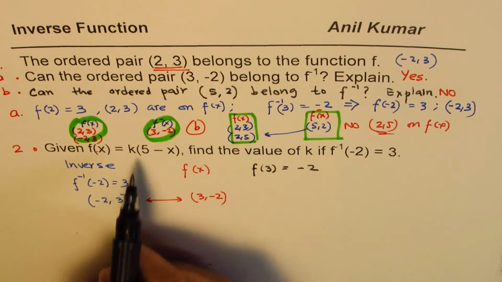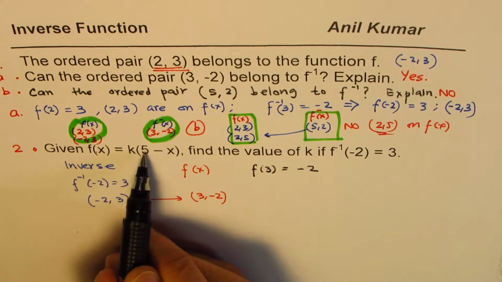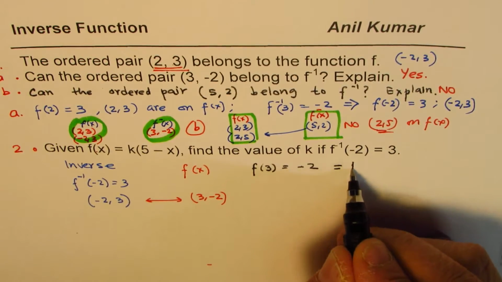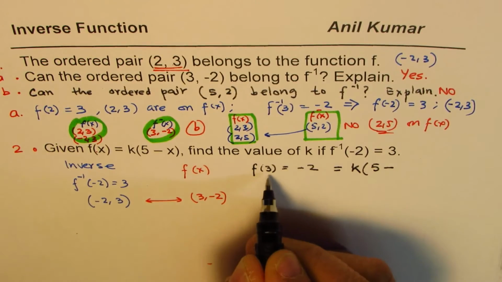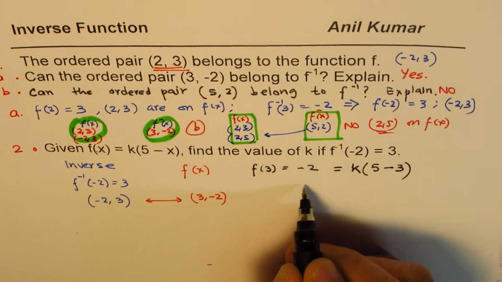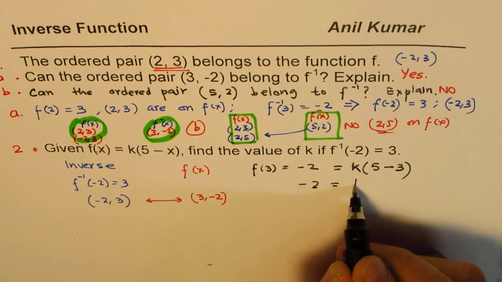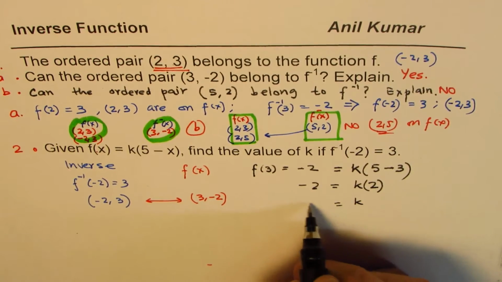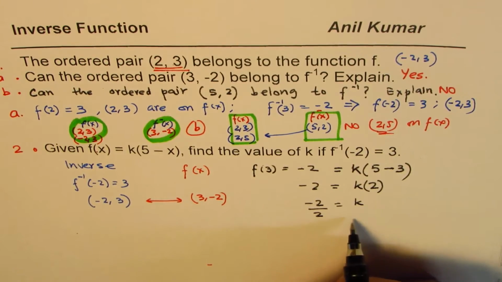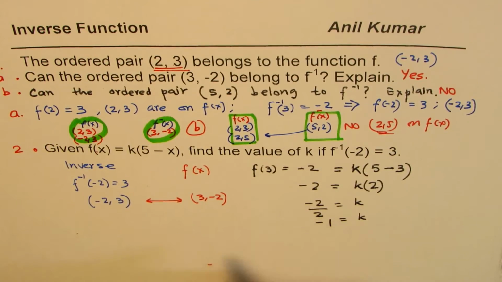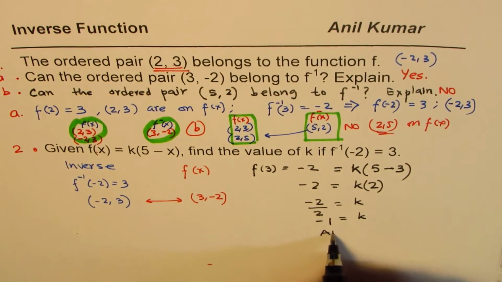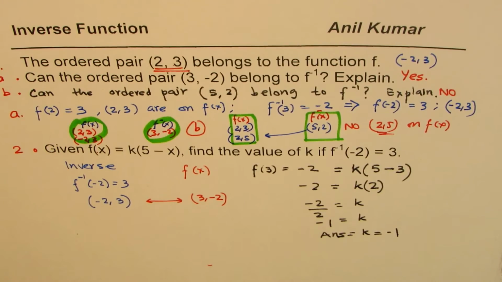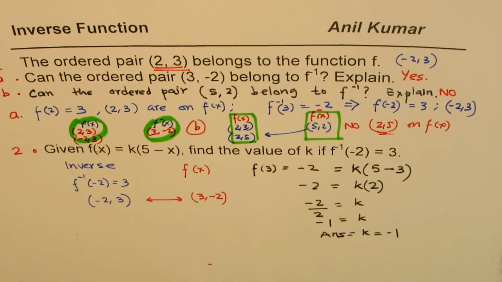Perfect. Now we know f(x) is k(5 - x). So we can write 3 here. So that should be equal to k(5 - 3). So we have the equation -2 equals k times (5 - 3), which is 2. That means k equals -2 divided by 2, which is k equals -1. So we get our answer for this: k equals -1. So that is how you could actually solve this question. I hope it makes sense.